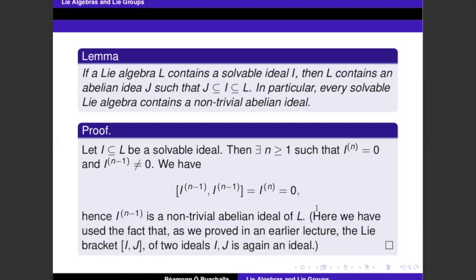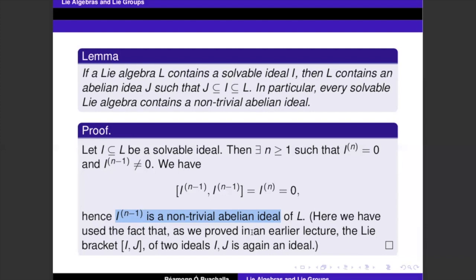And this is our non-trivial abelian ideal. So just to be clear here, you should remember from the earlier lectures why we see from this that I^(n-1) is actually abelian. This is clear. But why is it an ideal inside L? Well, because of the way it's constructed. Basically, if you have two ideals inside a Lie algebra and you take their Lie bracket, then the Lie bracket is again an ideal. And that's how we've constructed these things.